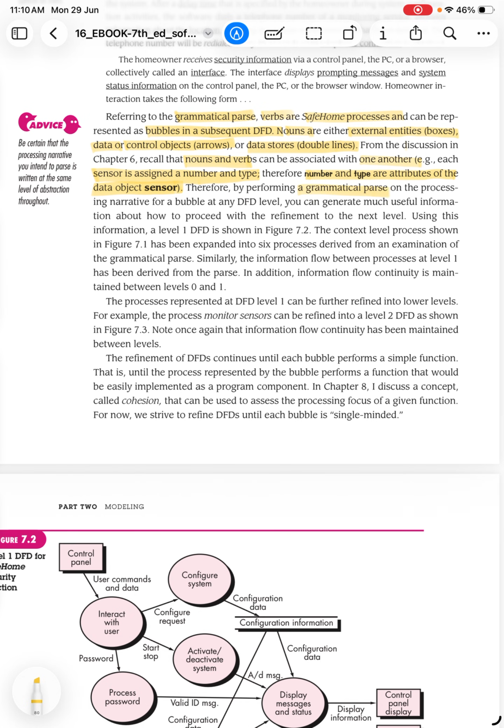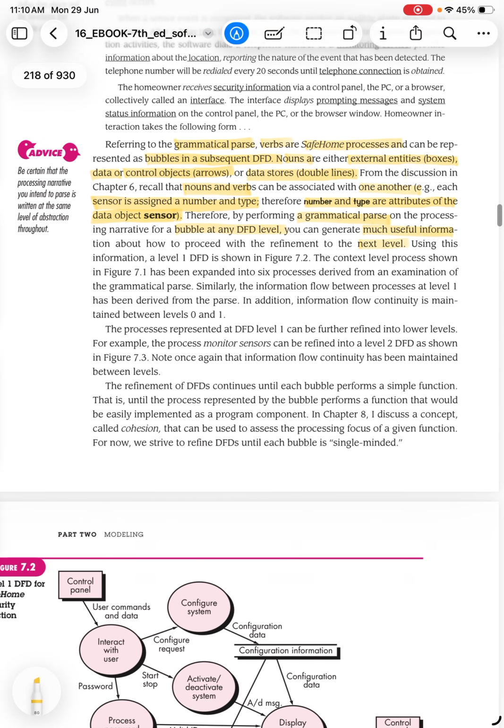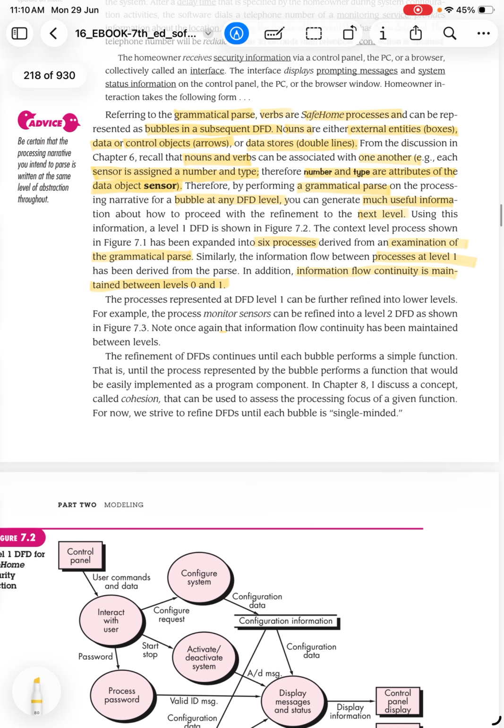Therefore, by performing a grammatical parse on the processing narrative for a bubble at any DFD level, you can generate much useful information about how to proceed with the refinement to the next level. Using this information, a level 1 DFD is shown in the figure. This is the level 1 DFD. The context level process shown in the figure has been expanded into 6 processes derived from an examination of the grammatical parse. Similarly, the information flow between processes at level 1 has been defined from the parse. In addition, information flow continuity is maintained between level 0 and level 1.